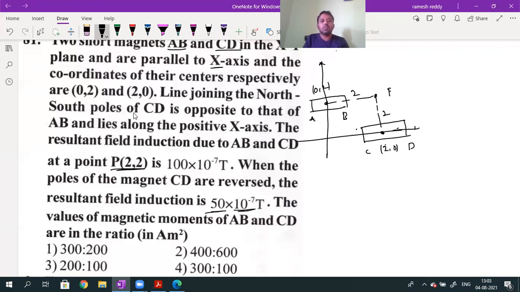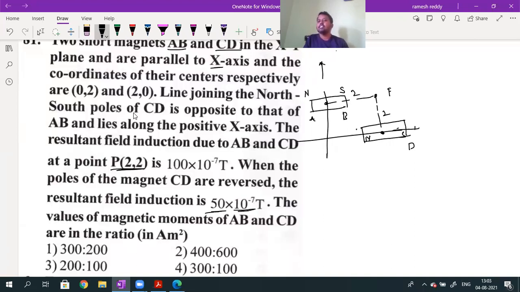One more important point they have given: the line joining the north and south poles of CD is opposite to that of AB, and lies along the positive x-axis. Opposite to AB means that if one end is the south pole for AB, the other will be the north pole. We don't need the coordinates of the centers for the poles; nothing can be done with those.